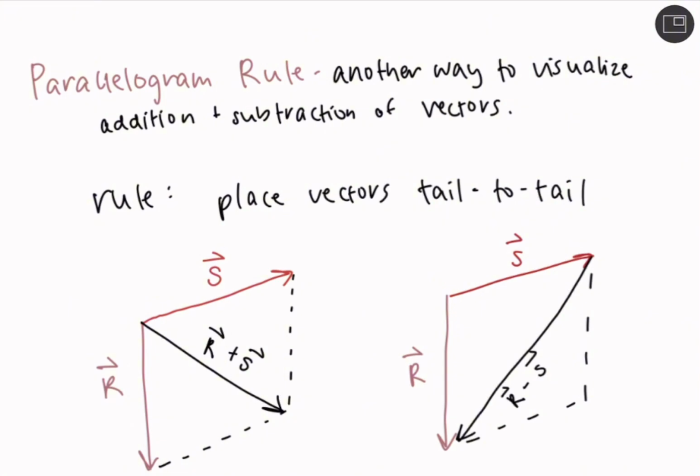And it does, because vector s is mainly going in the right direction, but the resulting vector is going in the left direction. And vector r is going downward, and the resulting vector is still going downward. So it can logically be read as positive vector r and negative vector s.